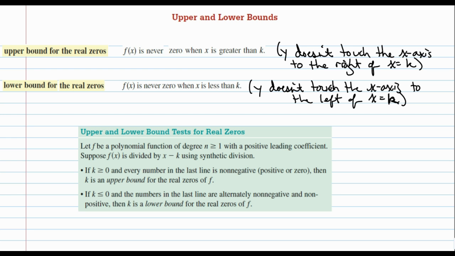Now, to determine whether a number is an upper bound or a lower bound: an upper bound occurs when every number in the last line of synthetic division is non-negative, positive or zero. A lower bound is when the numbers in the last line of synthetic division alternate between non-negative and non-positive. So never zero, but they alternate between positive and negative.